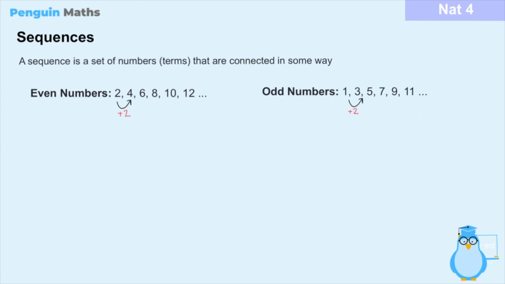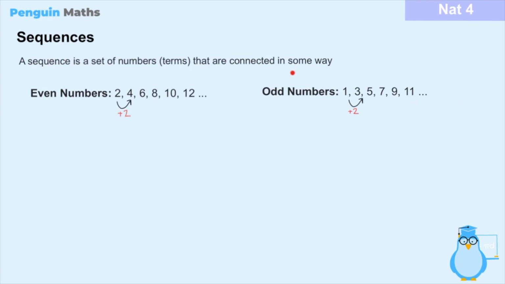And of course, on the flip side, we also have odd numbers. Even numbers were numbers that can be perfectly divided by 2, but odd numbers are numbers which cannot be perfectly divided by 2. This also forms a sequence with each term being an odd number. Just like the even number pattern, each time we're adding 2, so we begin with 1, because 1 is the first odd number, and plus 2 is 3, plus 2 is 5, plus 2 is 7, plus 2 is 9, plus 2 is 11, and so on.